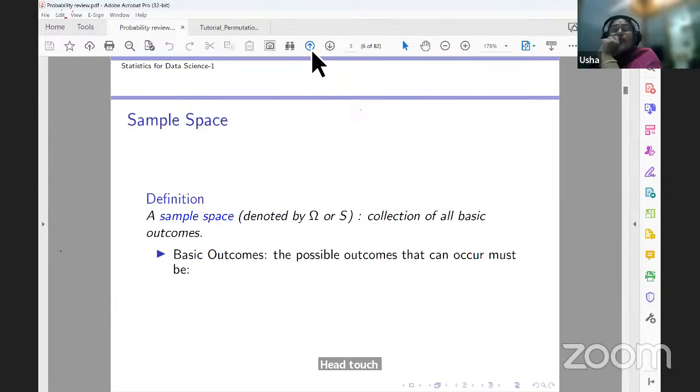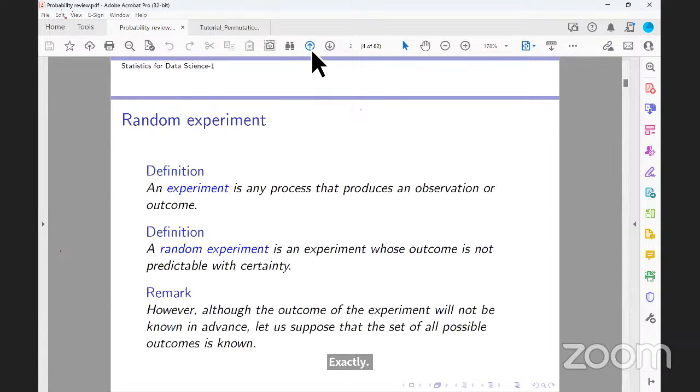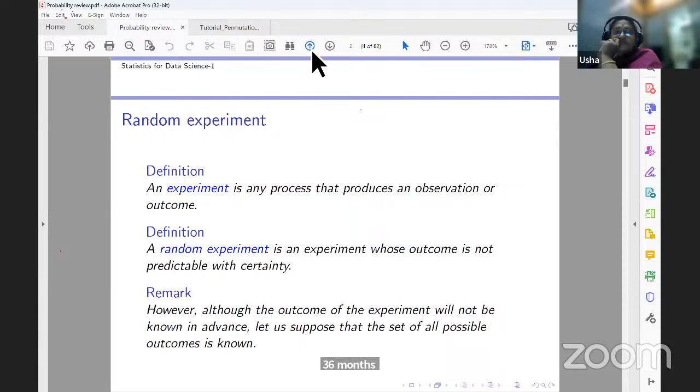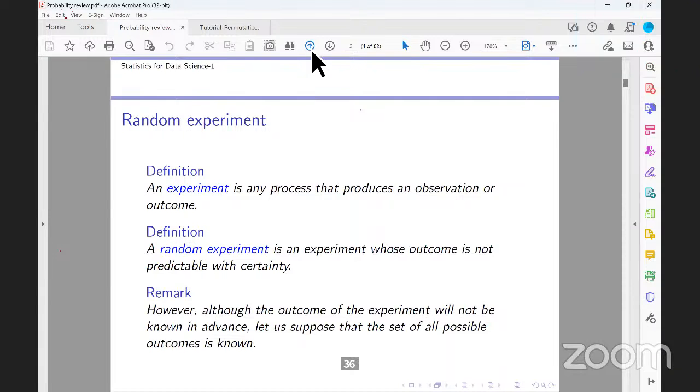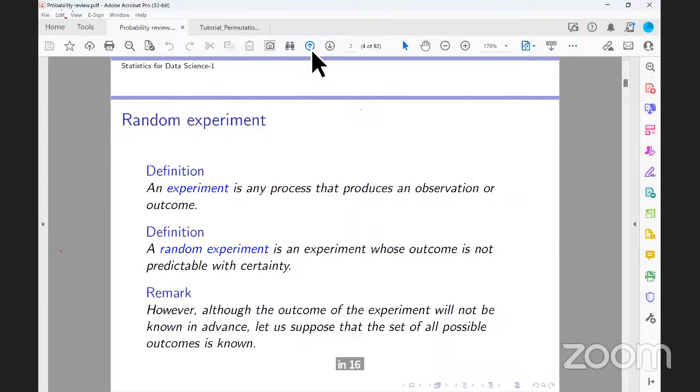I roll a die twice. Heads, tails. 36. 36 sample points. Now I roll a die three times: 216. I toss a coin once and I roll a die once. 12.